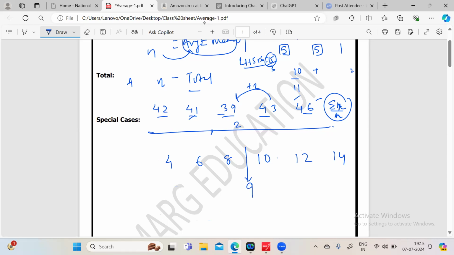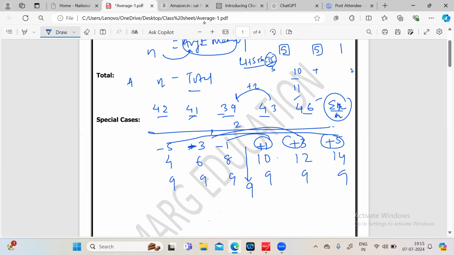So 9. What we can easily see here is that 10 is 1 more than 9, 12 is 3 more than 9, 14 is 5 more than 9. Then again, we'll be getting similar numbers on the less than side, and we can shift all these numbers. So every observation will become 9. If you are not able to see the middle value, you can just add the first and last term and divide by 2 to get the average.